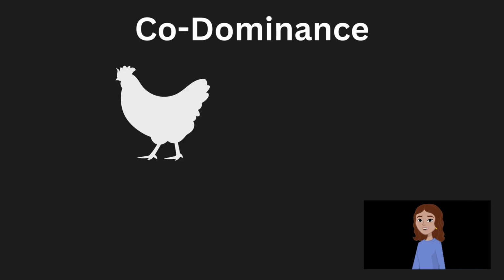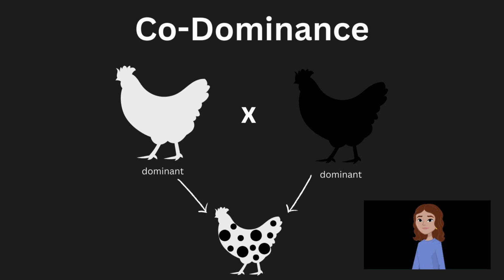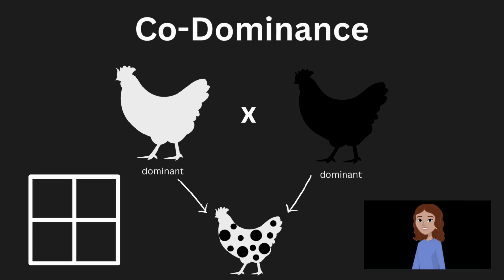In this inheritance, 2 genes of the same trait can be dominant and both expressed equally in the offspring. An example of this is a white chicken and a black chicken are both dominant phenotypes, so when they mate, they produce a white chicken with black spots. Now, when we write out the Punnett square, rather than using the same letter as we have previously done, we will now write C to represent chicken, and in the top corner, we will write W for white and B for black. So the genotype of our white and black spotted chicken would be CBW.